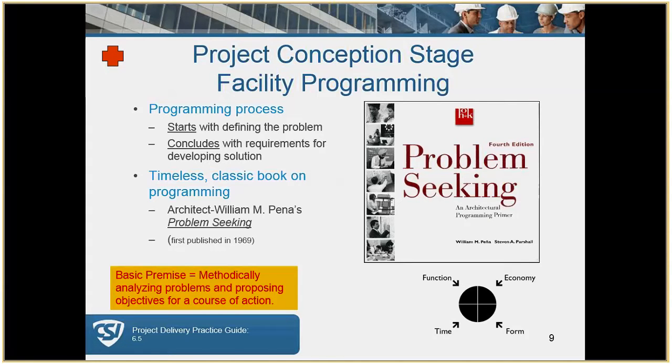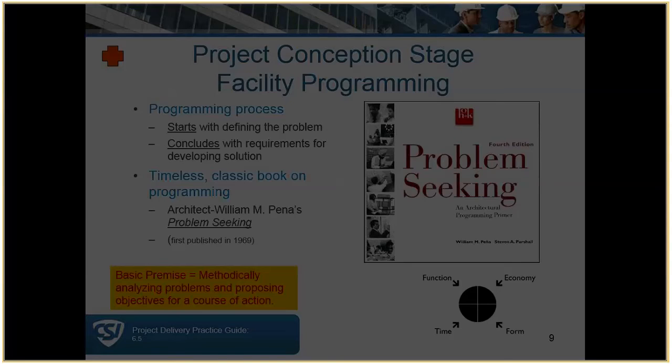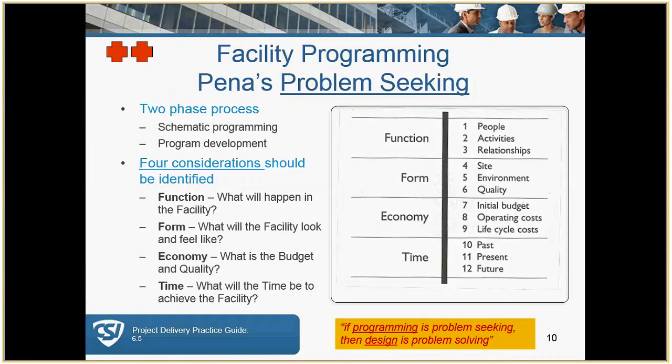For CDT and CSI, the reference book for programming is the HOK book, Problem Seeking. You can see the plus sign there and highlighted in yellow, the basic premise. And the key words would be methodically analyzing problems and proposing objectives for a course of action. And this book is referenced. I think that from these slides you could probably get the basic information you need, but you do need to be familiar with this book and the basic ideas.